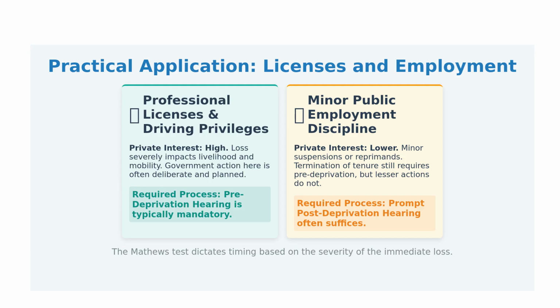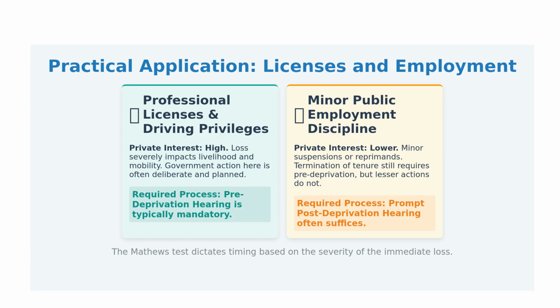Consider the revocation of a driver's license or a professional certification, such as a medical license. In these situations, the private interest affected is substantial. Losing the ability to drive or practice one's profession severely impacts livelihood and liberty. Because the private interest is high, and the government's administrative burden to provide a brief pre-deprivation hearing is often manageable, courts almost always mandate notice and a hearing before the license is officially revoked.